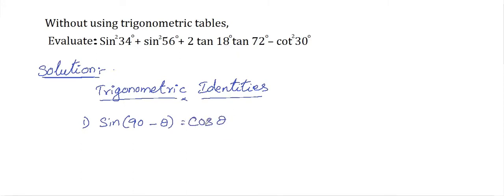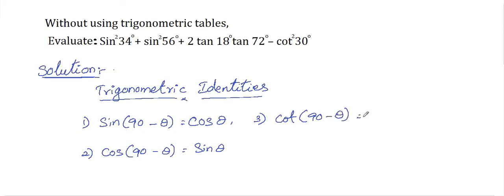So we are going to use these trigonometric identities, which is sine 90 minus theta is cos theta, cos 90 minus theta is sine theta, and then cot 90 minus theta is tan theta, and the tan 90 minus theta is cot theta.